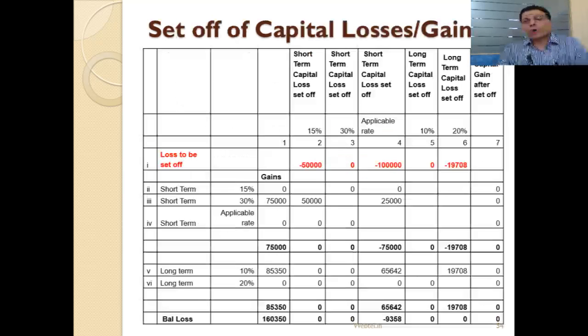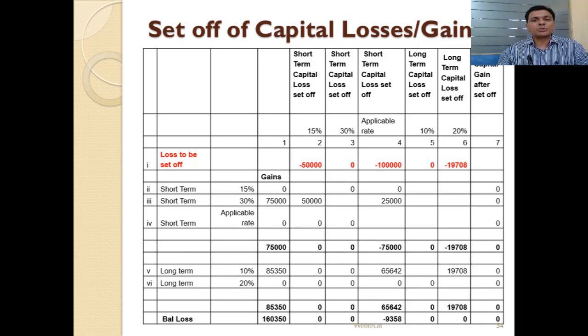Then another important schedule is set-off of capital losses and gains. Again, many of us were committing a lot of mistakes in this schedule. The amounts were not being set off correctly. As you may be aware, long-term capital loss can be set off against long-term capital gain only, whereas short-term capital loss can be adjusted against long-term capital gain or short-term capital gain. Many of these rules are there which we need to do carefully so that we do not commit mistakes.